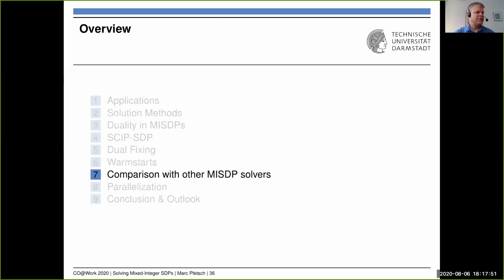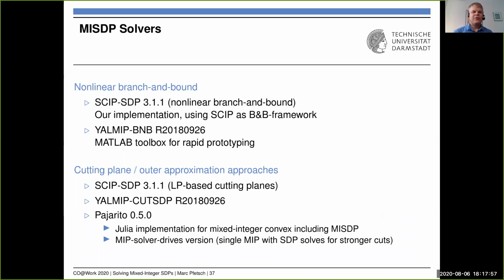Okay. Let's now look at the comparison to other mixed integer SDP solvers and some results. SCIP-SDP uses nonlinear branch and bound, and for the computation we use SCIP-SDP 3.11.